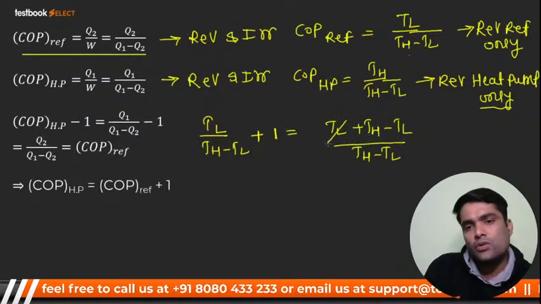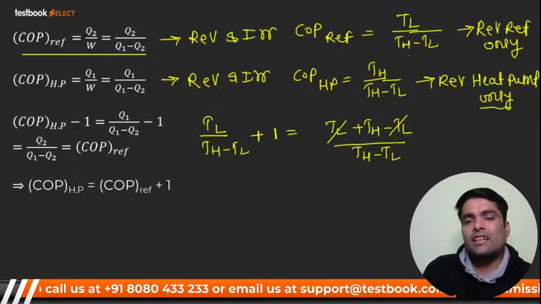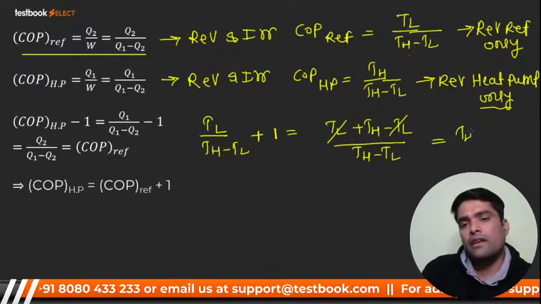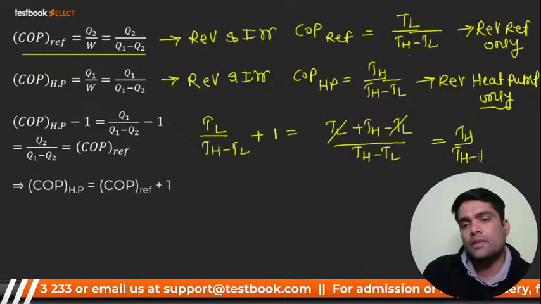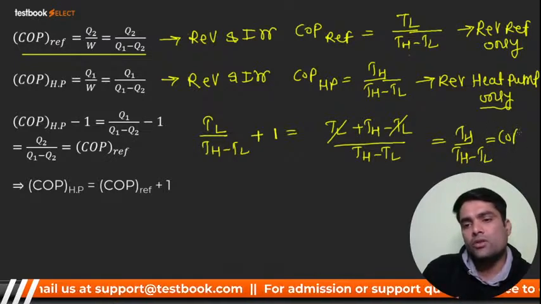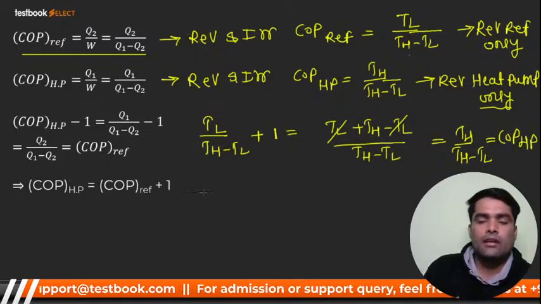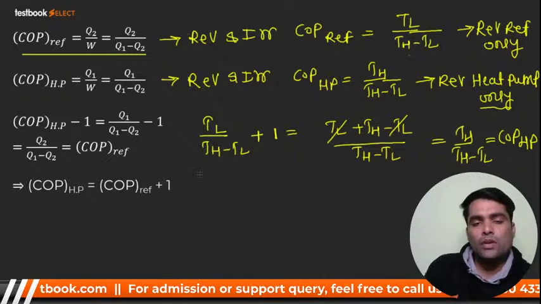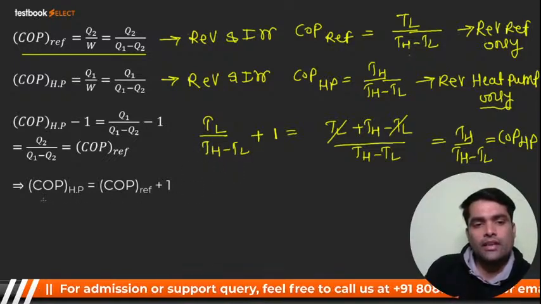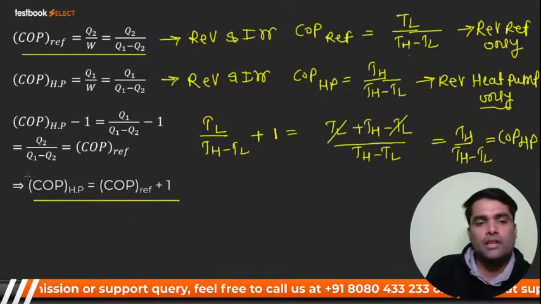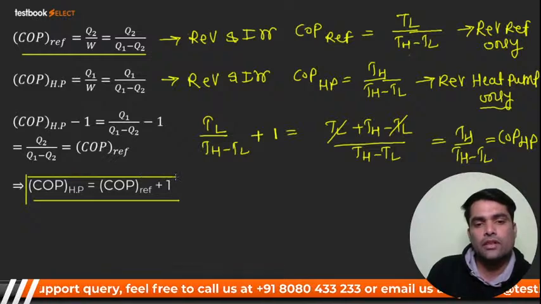So my dear, क्या ये गुजर जाएंगे दोनों? This TL will get cancelled out. What we are left with? We are left with nothing but TH upon TH minus TL, and that is nothing but COP of what, my dear? Heat pump, right? Right now, my dear, you know that. तो एक बात तो तय हो गई कि ये इक्वेशन सेटिस्फाई होता है. COP of heat pump nothing but what, my dear? 1 plus COP of refrigerator, right?